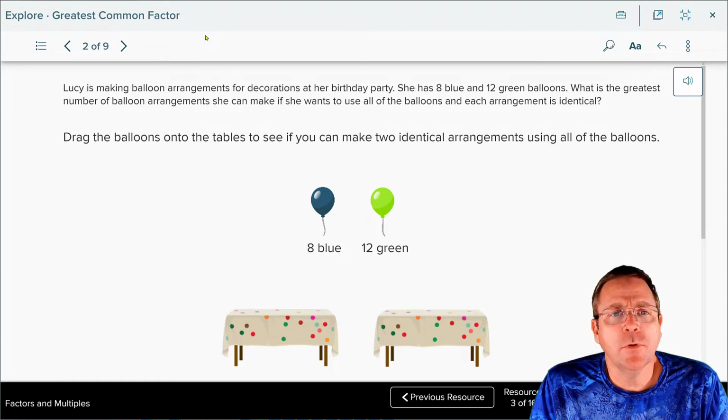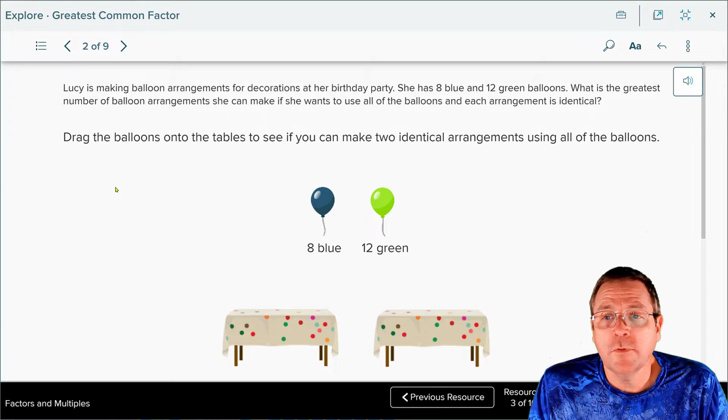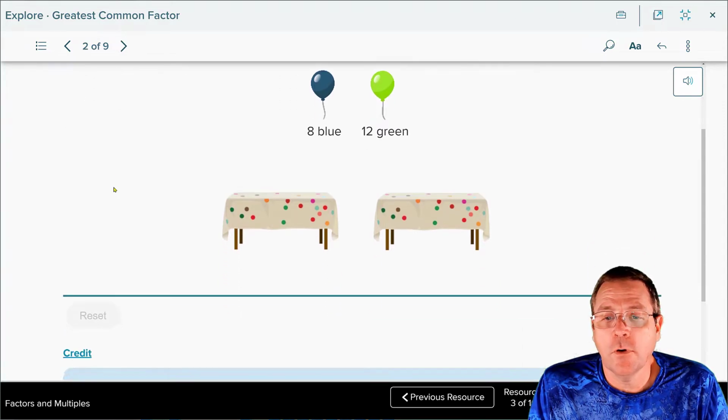Lucy is making balloon arrangements for decorations at her birthday party. She has 8 blue and 12 green balloons. What is the largest number of balloon arrangements she can make if she wants to use all the balloons and each arrangement is identical? It says, drag balloons to the tables to see if you can make 2 identical arrangements for all the balloons.